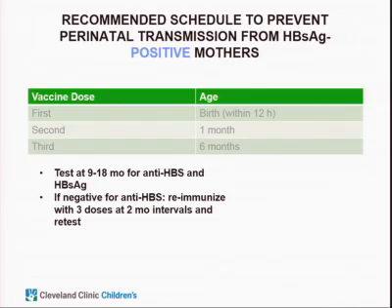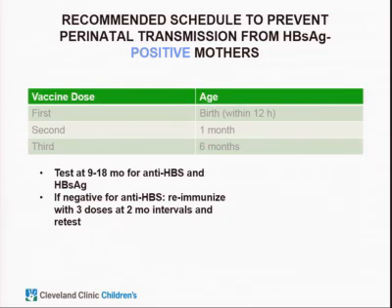So for babies born to Hep B surface antigen positive moms, there's no leeway here. You really want to give the first dose of vaccine right at birth. You want to give the second dose the day the baby turns 1 month of age, and the third dose right at 6 months of age, okay?